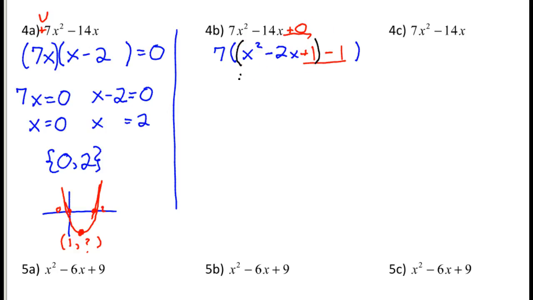Factor the first three terms. Bring down that minus 1. All still in parentheses, 7 in front. So distribute that 7.